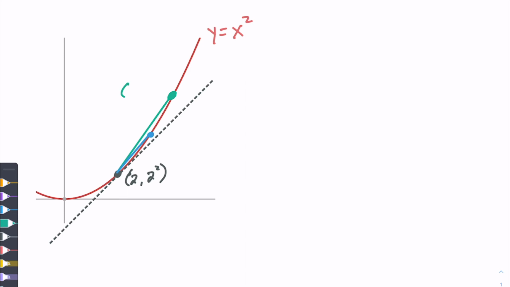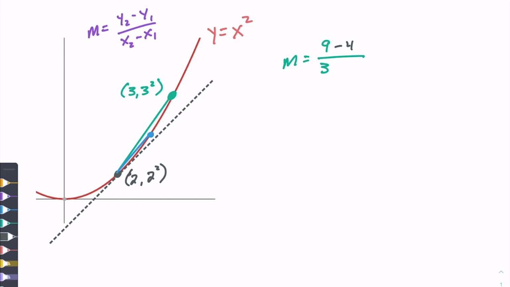So let's look at this point here. We'll call this the green point, we'll call it 3, and then 3 squared would be 9, right? So if x is 3, then y is going to be 3 squared. The slope of the green line, just like any slope equation, is going to be y2 minus y1 over x2 minus x1. For the green point, we're going to have 9 minus 4 over 3 minus 2. Well, that's going to give us a slope of 5 over 1, or a slope of 5.